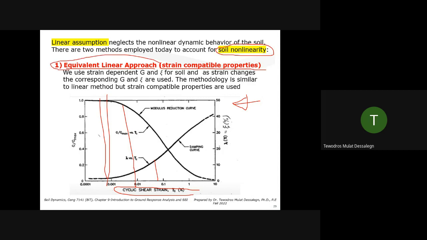In the Shake software, if you use it, this is directly an input. We use strain compatible G and damping for soil, and as strain changes, the corresponding values change. The methodology is similar to the linear method, but strain compatible properties are used. The methodology is similar for a single step, but at every step we're changing the values as strain increases.